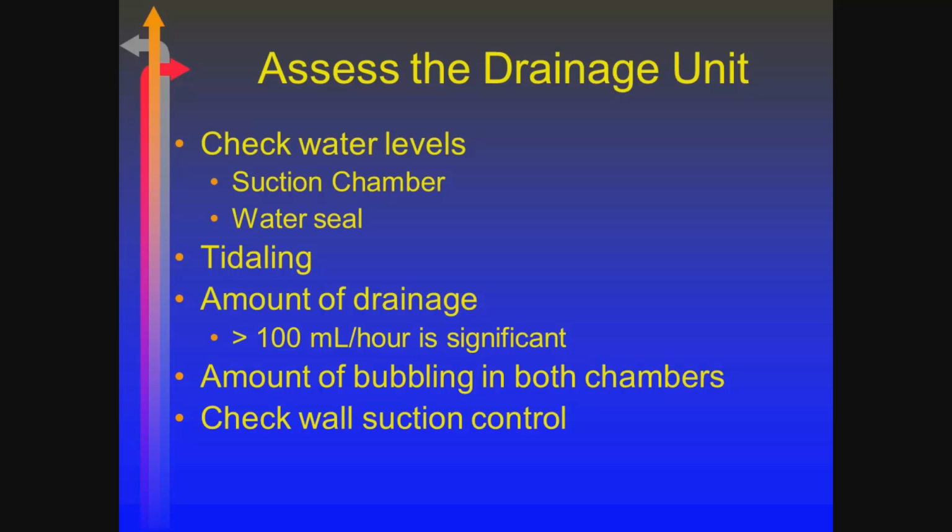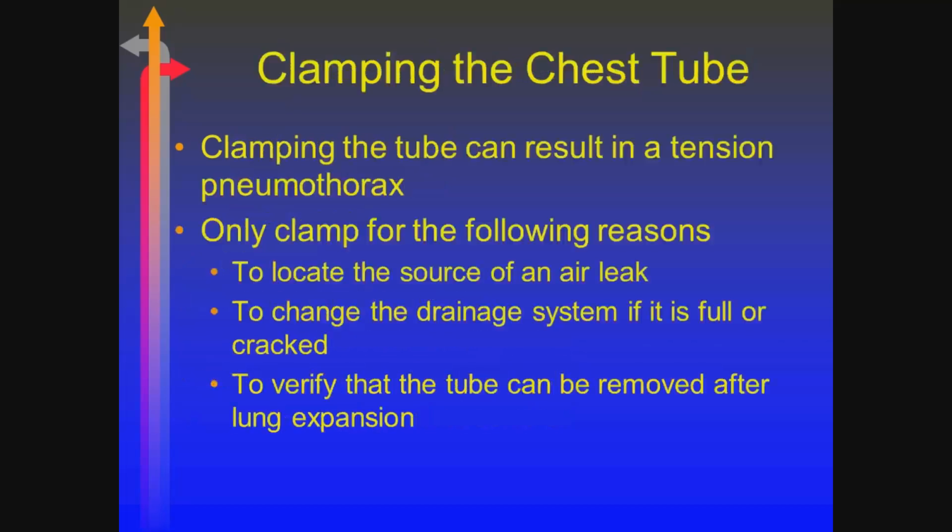More than 100 milliliters an hour is significant drainage. So if we have a situation where a patient has greater than that amount, they are probably not a good candidate to begin weaning from the ventilator. Looking at the amount of bubbling that is present, and looking at the chest wall suction.